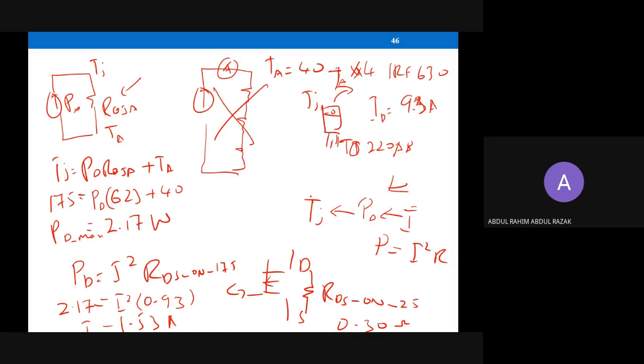So it means that if you conduct more than 1.53, the PD will rise, and the temperature will rise above 175. So we have to limit our current application up to 1.53. If less than that, it should be okay. Okay, this is the maximum limit of the switch for IRF 630 if we apply no heatsink to the application. Okay, everybody okay?